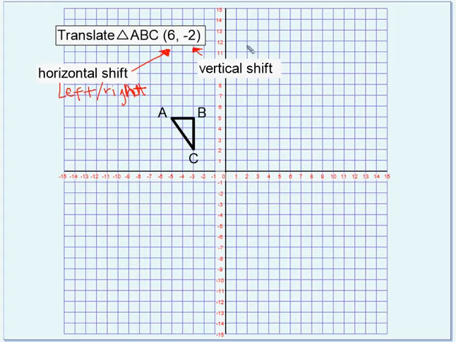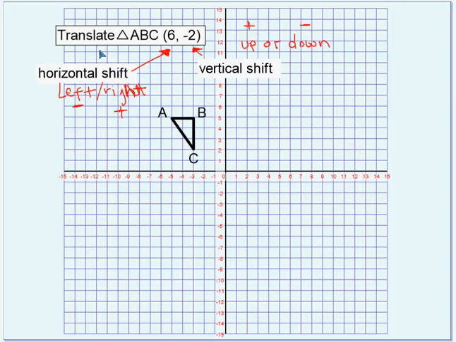Left or right, and the vertical is going to be up or down. Any guesses how you're going to know which way to go? Well, if it's positive it goes up, and if it's negative it goes down. Sorry, over here, if it's positive it goes to the right, and if it's negative it'll go to the left. Okay, so positive, negative, positive, negative, just like your graphing points.